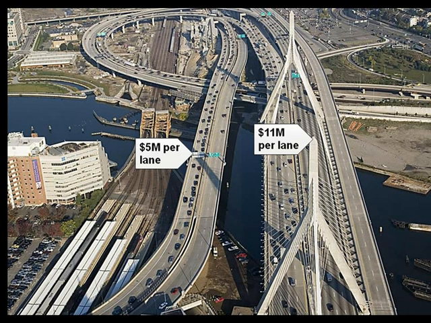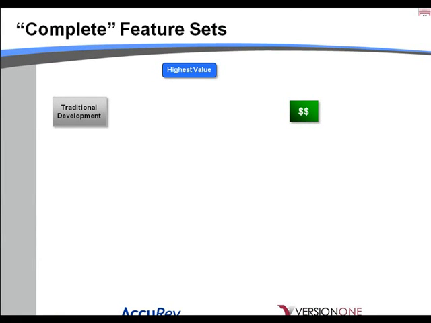Okay, so in a little bit more detail here. Traditional development, we know what the highest value is, and that's that green block there. And then we want it to be full featured, because we know it's going to be a long time before we have a chance to do any of this again. And we don't want to disappoint the customer. We don't want them complaining for a long period of time.